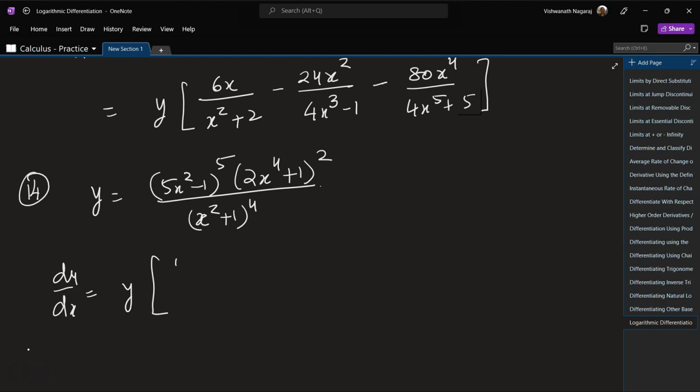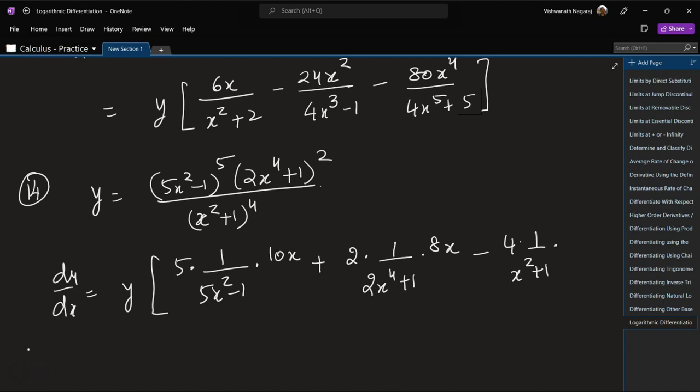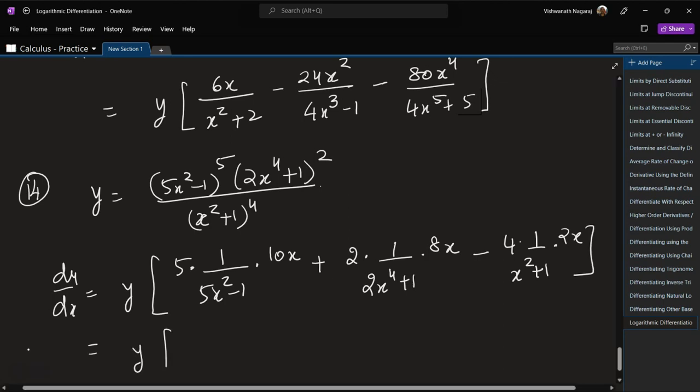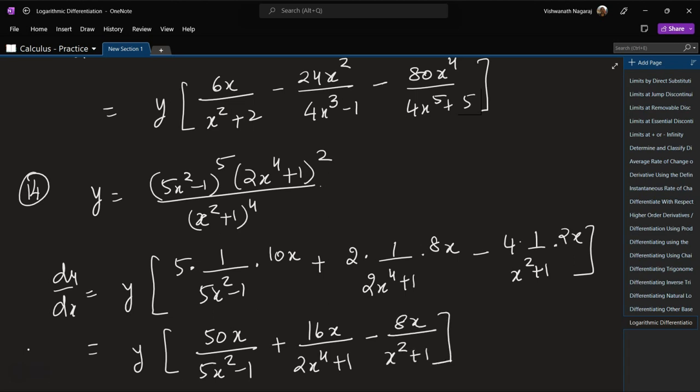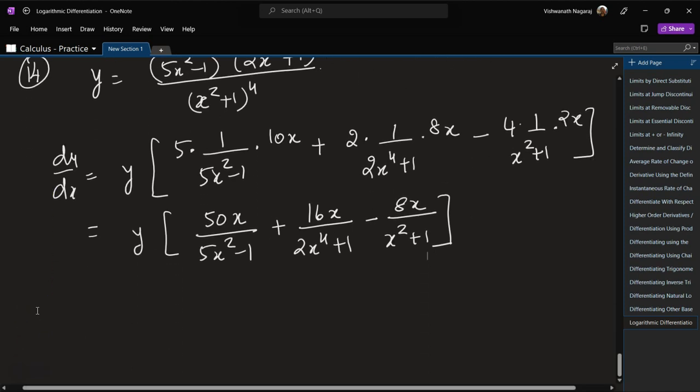So we have 5 times 1 by 5x square minus 1 times 10x plus 2 times 1 by 2x4 plus 1 times 8x, and now we will have a subtraction minus 4 times 1 by x square plus 1 times 2x. So which gives us y times 5 times 10 is 50x by 5x square minus 1 plus 16x by 2x4 plus 1 minus 8x by x square plus 1. So that is the derivative. If you want, you can take out commonalities out.